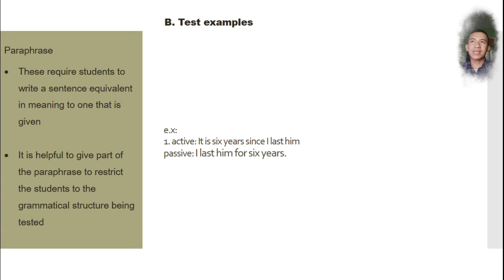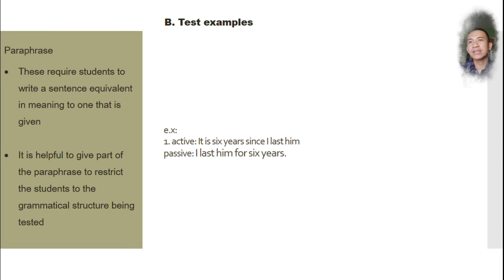B. Test examples. Paraphrase. This requires students to write a sentence equivalent in meaning to one that is given. It is helpful to give part of the paraphrase to restrict the students to the grammatical structure being tested. Example: change the active sentence to a passive sentence.